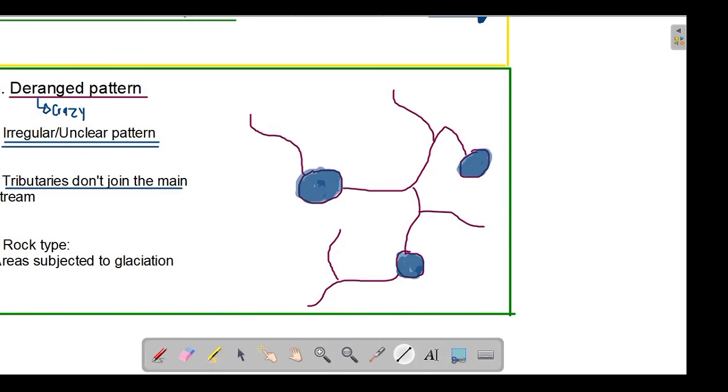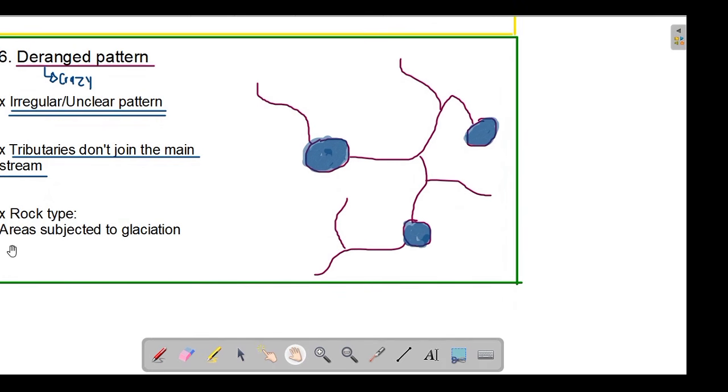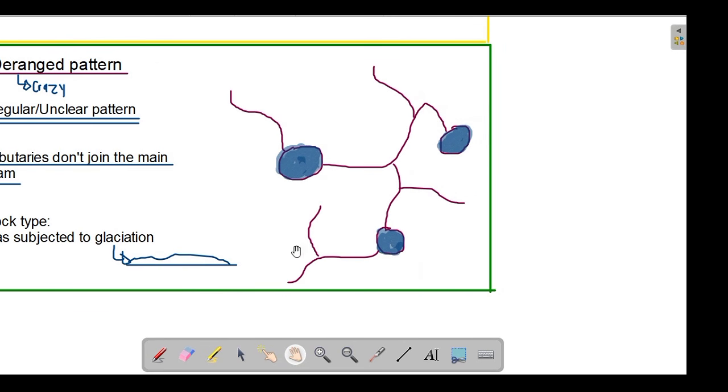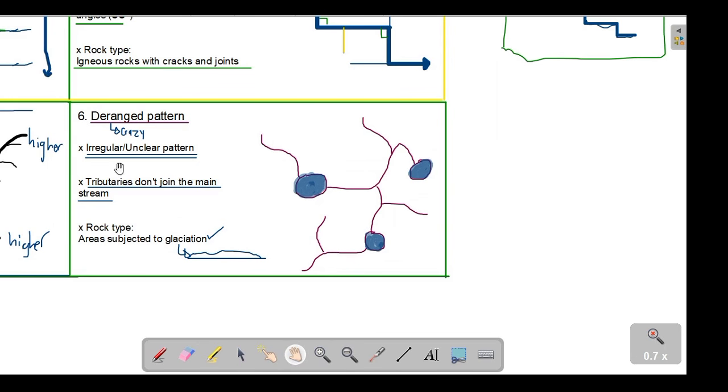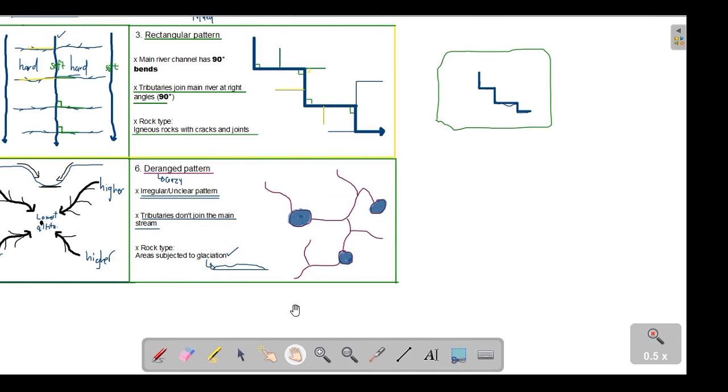So tributaries do not join the main streams, and this is usually found in areas that are subjected to glaciation. Glaciation is periods where the earth is covered with ice. When they are talking about a glaciation period, they're usually referring to those times when the whole earth was covered with ice. So this type of pattern is usually found in areas that were once covered with ice and melted, and hence developed this unclear pattern that we call the deranged pattern, the irregular pattern, the unclear pattern. I'm pretty sure it's not difficult to remember this one.